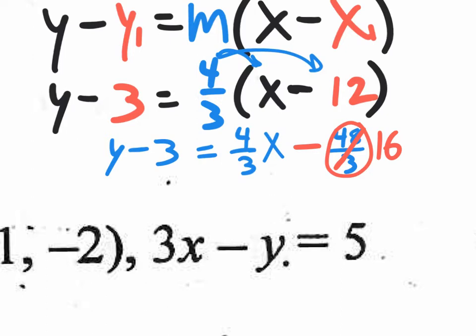And I need to get rid of that minus 3 by adding 3 to get y by itself. So I'm going to add 3. So if I have a negative 16 plus 3, then I'm going to have the b value being negative 13. So my new equation will be y equals, because the negative 3 plus 3 cancels out, you're going to have y equals 4/3 x minus 13, because 16 take away 3 is 13.